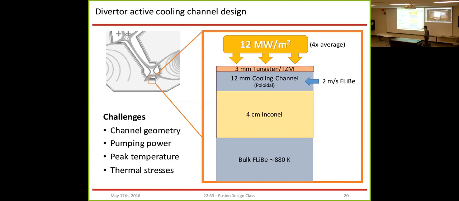So the main challenges we addressed in designing the cooling channels were what the channel geometry should be, what the pumping power required to cool this entire system would be, what the peak temperatures we would see are, are they within manageable limits, and finally, what are the thermal stresses that we expect to see.